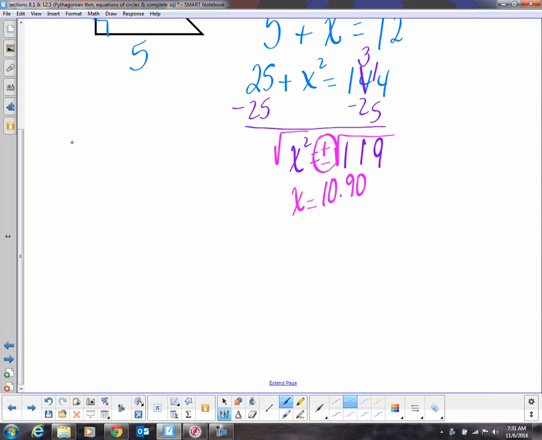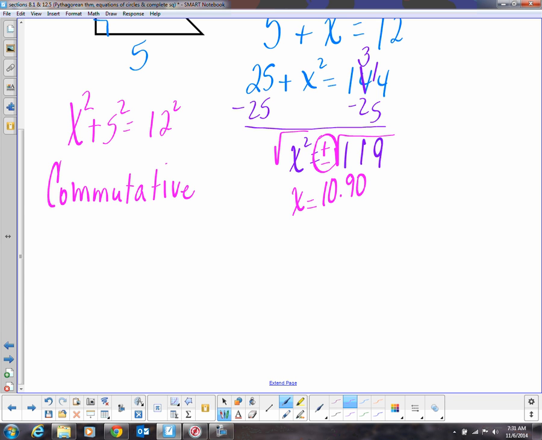No, that's a good question. Does it matter whether we could have done x squared plus 5 squared? Yes. Does it matter whether this is 5 squared or this is 12 squared? That does matter. But on this side, because it's called the commutative property of equality, it doesn't matter what order we add in.